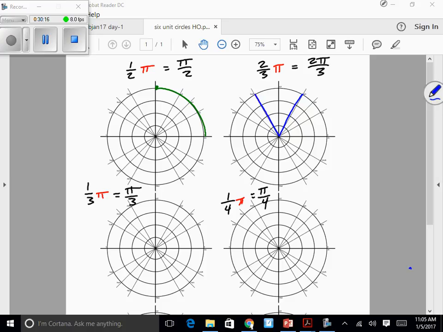But here's the deal. How do I get across to that second one? Take a look at it. Again, to chop this into three equal pieces, it's just like that up there.